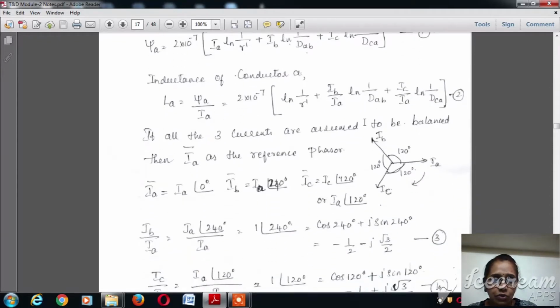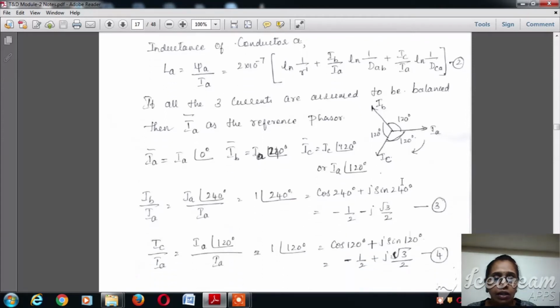Now, we understood that the three currents are assumed to be 120 degrees apart, and IA is considered to be the reference phasor. Considering IA as the reference phasor, IB is at an angle of 240 degrees, that is IB is equal to IA at an angle of 240 degrees, and IC is nothing but IA at an angle of 120 degrees. Now, in the expression, we have IB divided by IA, IC divided by IA.